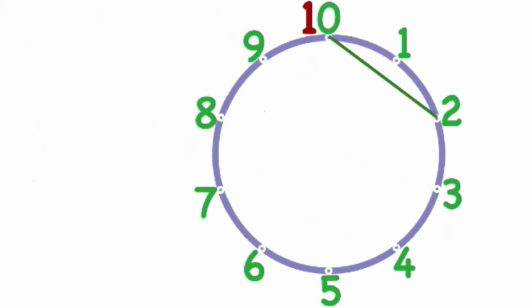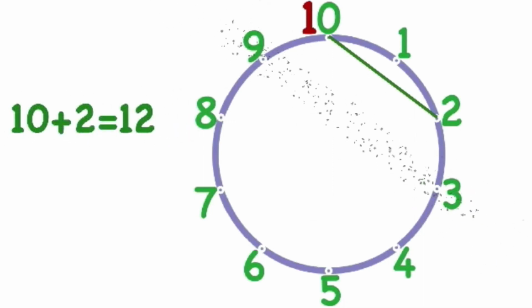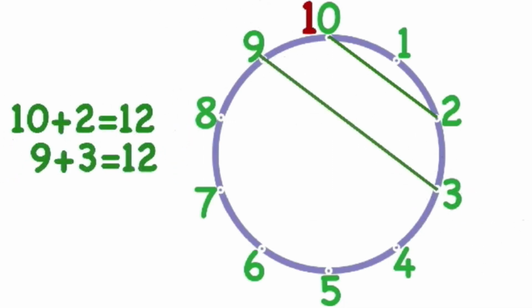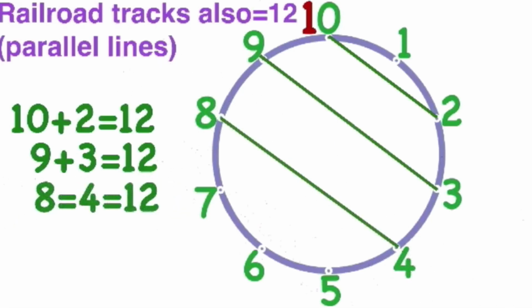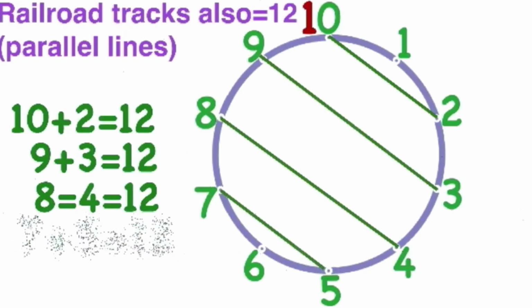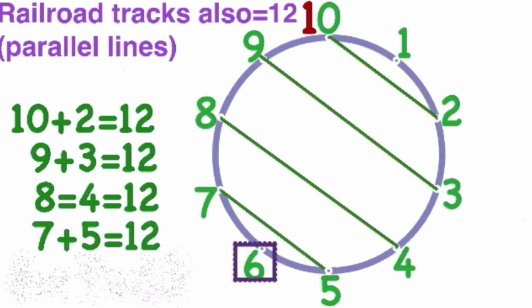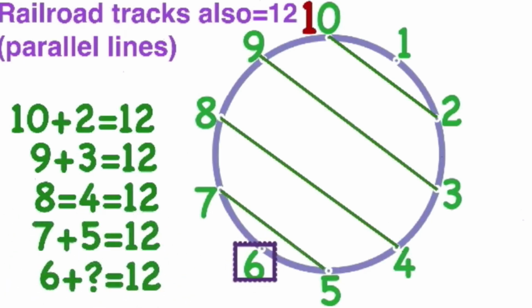And now we're at 10-2. Can we make lines that add up to 10-2? Or I bet 12? We can. There's 9-3, also add up to 10-2 or 12. 8-4, 7-5, and 6 is all by itself. And what do we do with numbers all by themselves? Yeah, we double them. So 6 plus 6 equals 12, or 10-2.